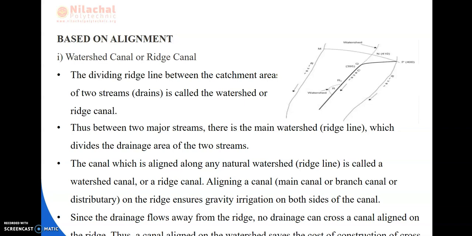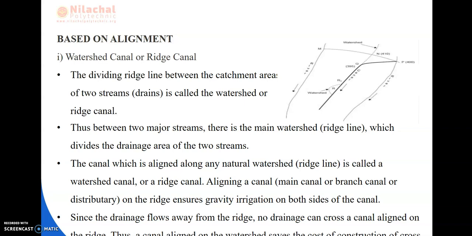First, the watershed canal, also known as the ridge canal. The dividing ridge between the catchment areas of two streams, known as drains, is called the watershed or ridge. Thus between two major streams there is a main watershed ridge line which divides the drainage area of the two streams. The canal which is aligned along a natural watershed ridge line is called a watershed canal or a ridge canal.